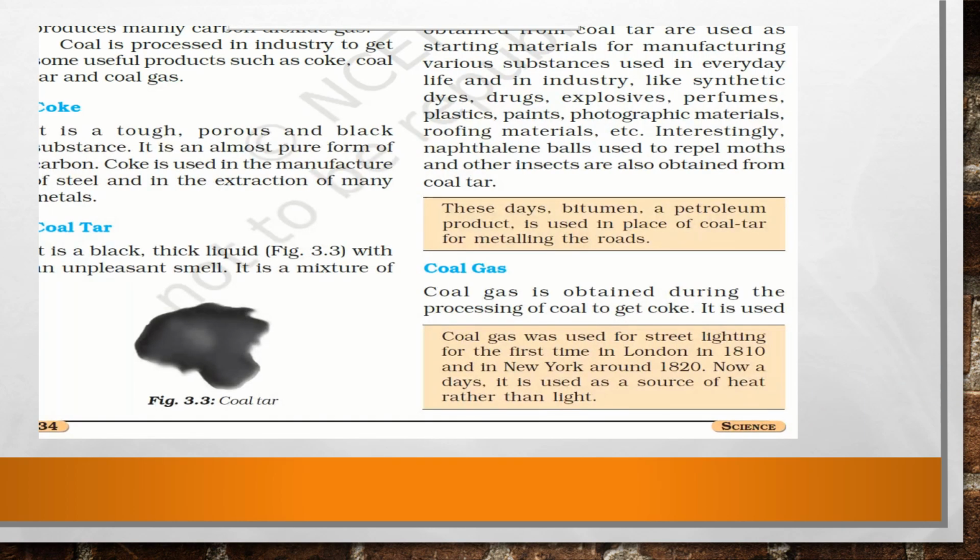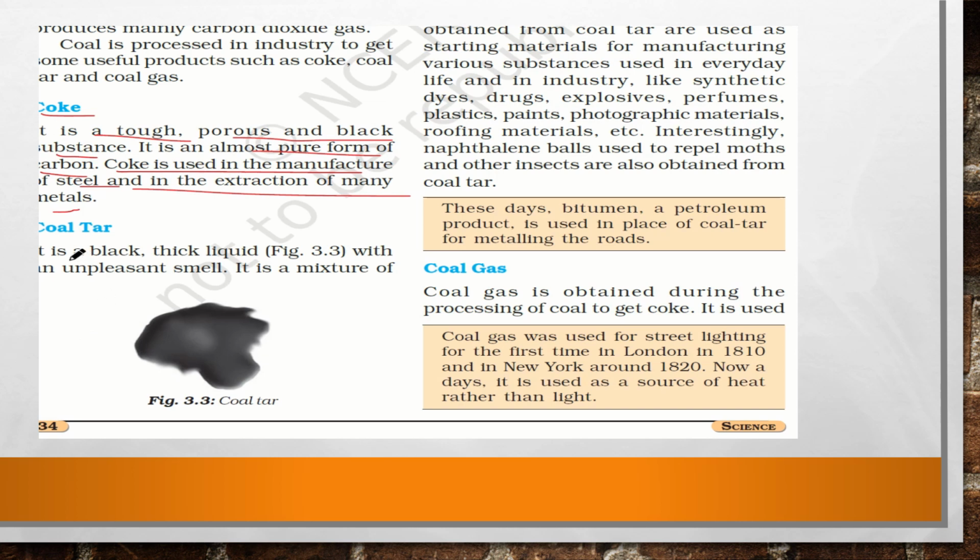Now, just now we have discussed the products of coal. So some useful products we have discussed: coke, coal tar, and coal gas. Let us give a quick look at them. What is coke? Coke is a tough, porous, black substance. It is almost a pure form of carbon. Coke is used in the manufacture of steel and in the extraction of metals.